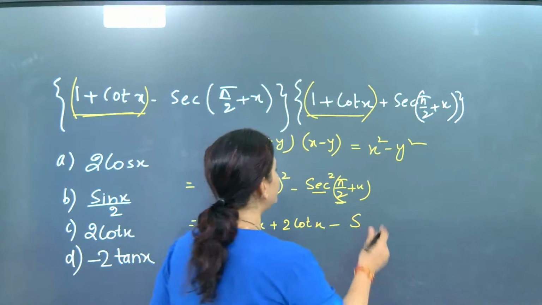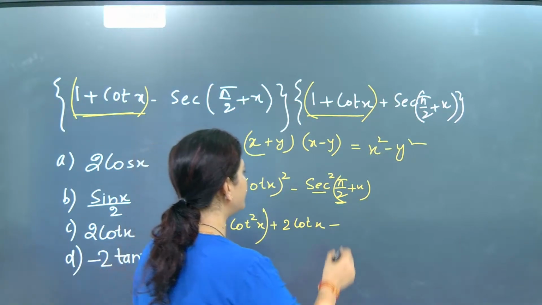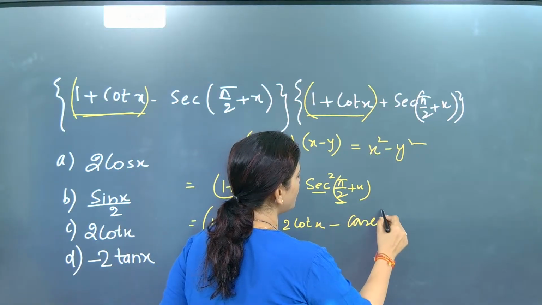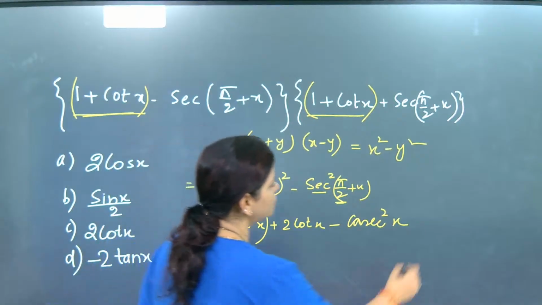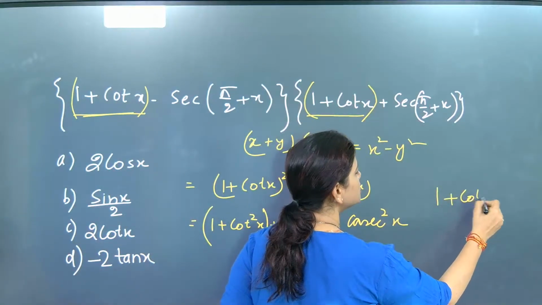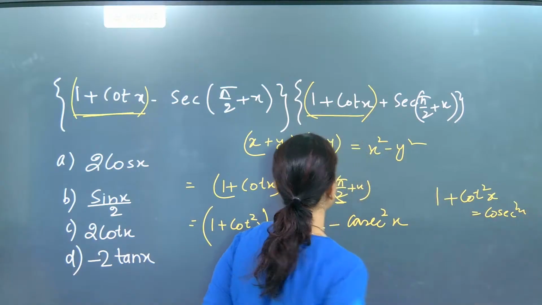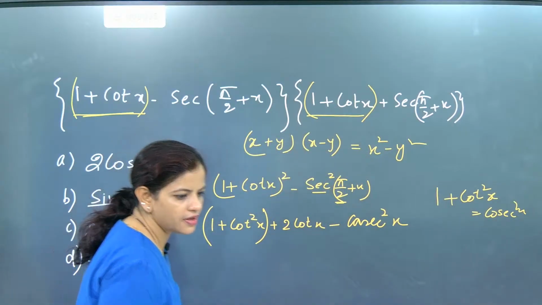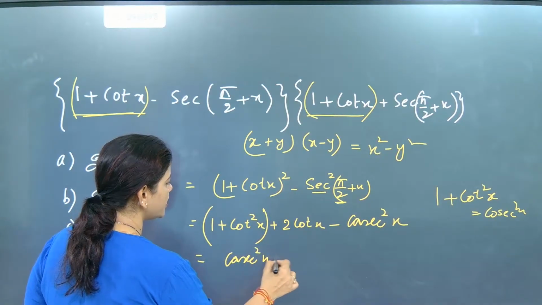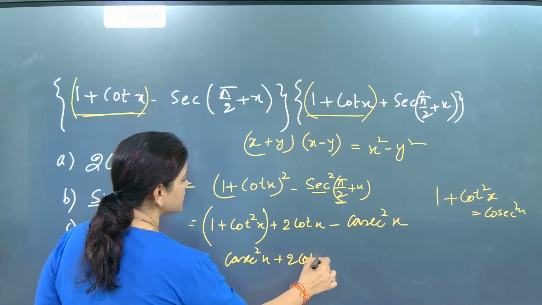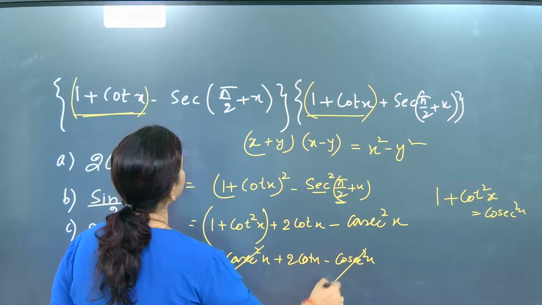If I am going to convert it into cosecant, so here what will it become? Cosecant part, if I am writing, so here cosecant square x, can I write? If I am writing cosecant square x, we know that 1 plus cot square x is equal to cosecant square x. Come on, can we write like that? So if I am writing this, can I write like this? Cosecant square x plus 2 cot x minus cosecant square x. So when I am writing this, can I cancel this one?